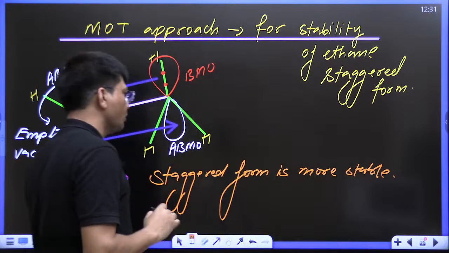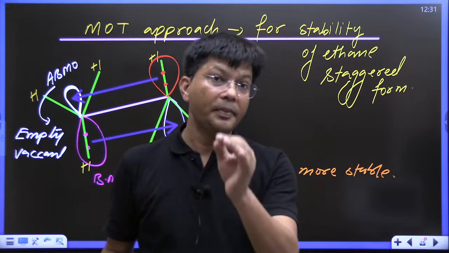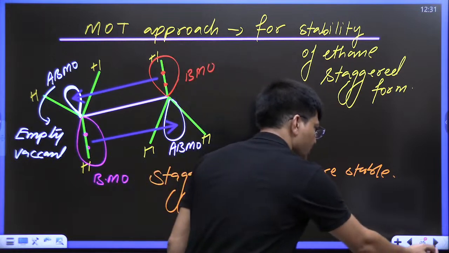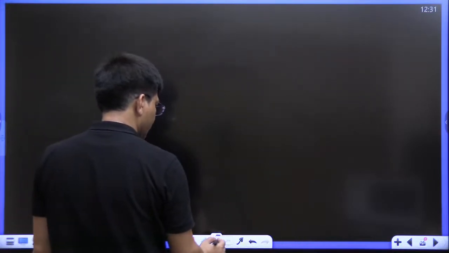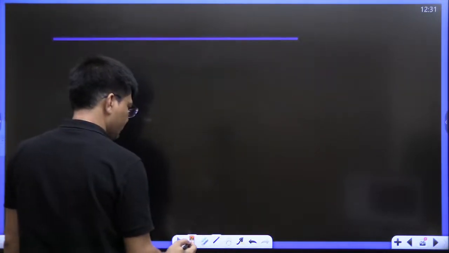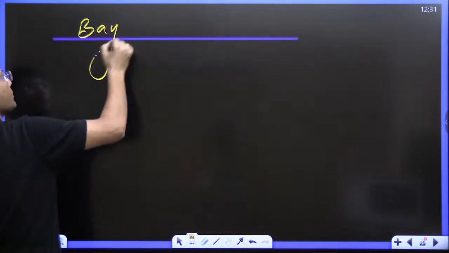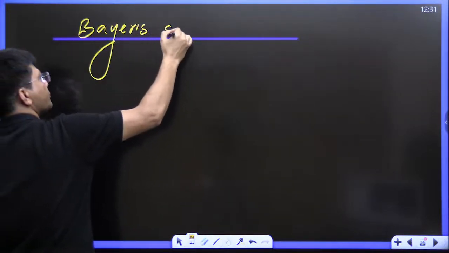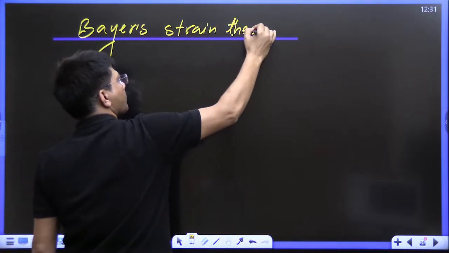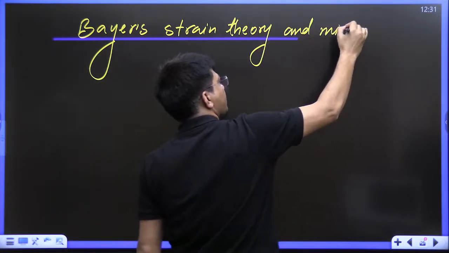Now let me tell you the most important thing. What mistake was done by Baeyer? Baeyer's strain theory. Let me tell you the most important point. See, kids. Baeyer's strain theory and the mistake done by Baeyer.